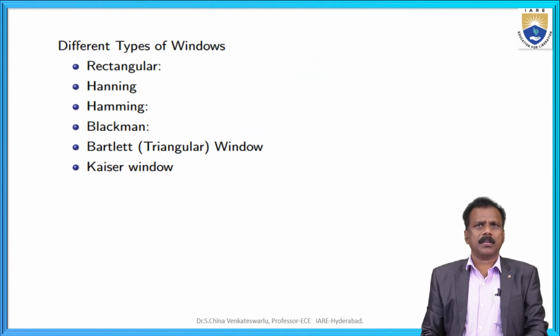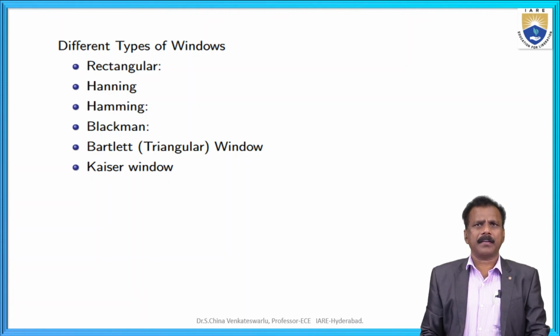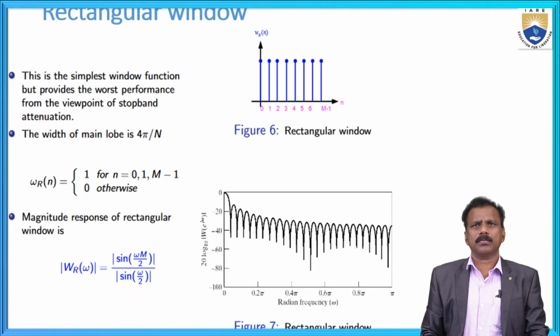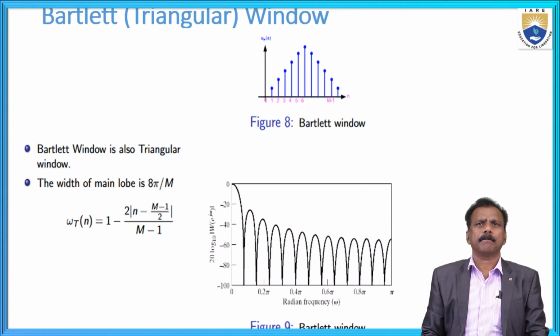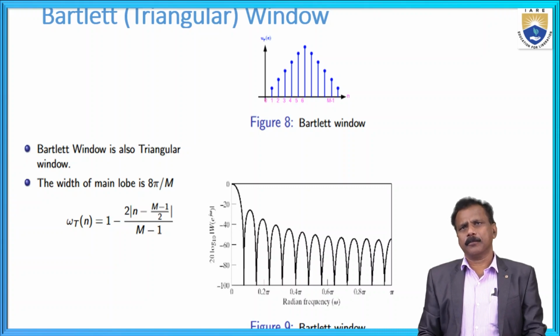Different types of windows we have already analyzed: rectangular, Hanning, Hamming, Blackman, Bartlett, which is also the triangular window, and Kaiser windows. In depth, the rectangular window is the simplest window function but provides the worst performance from the viewpoint of stop band attenuation. The width of the main lobe is 4 pi by M. The Bartlett window is also a triangular window, and the width of the main lobe is 8 pi by M, you know that.